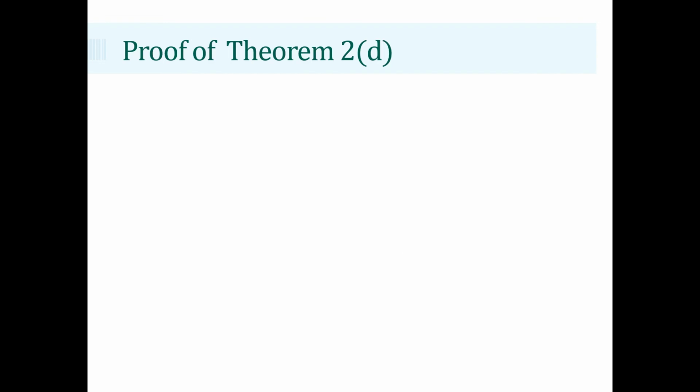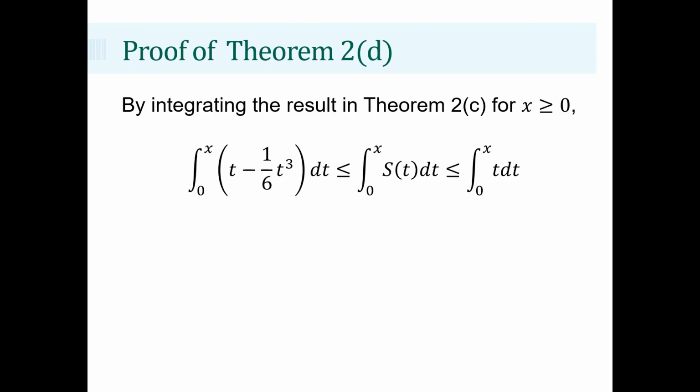Now we are down to the last theorem, theorem 2d. Again, gagamitin natin yung result from 2c. So by integrating the result in theorem 2c for x greater than or equal to 0, balikan lang natin, ito yung result ng 2c natin. So we have the integral of s of t dt from 0 to x is greater than or equal to the integral of the quantity t minus 1 over 6 t cubed dt from 0 to x, but less than or equal to the integral of t dt from 0 to x.